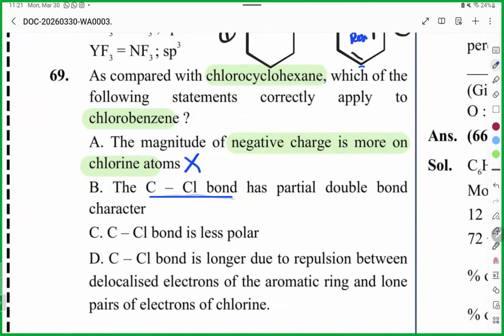C-Cl bond has partial double bond character, correct? So this is correct. In the benzene part, C-Cl bond is less polar. This is correct. In chlorocyclohexene, what will happen? Because more negative charge on this, there will be more positive charge on this, so it is more polar. But in the benzene ring, less negative charge on chlorine, less positive charge on carbon, so less polar. Makes sense.